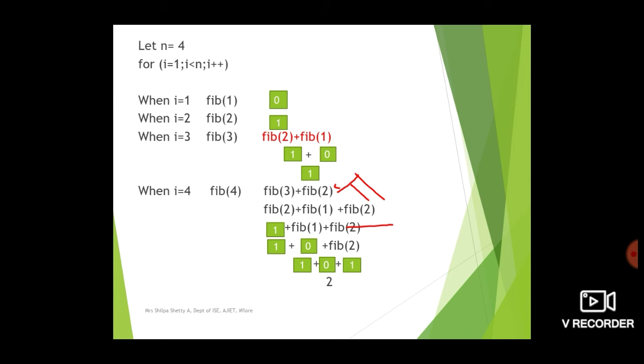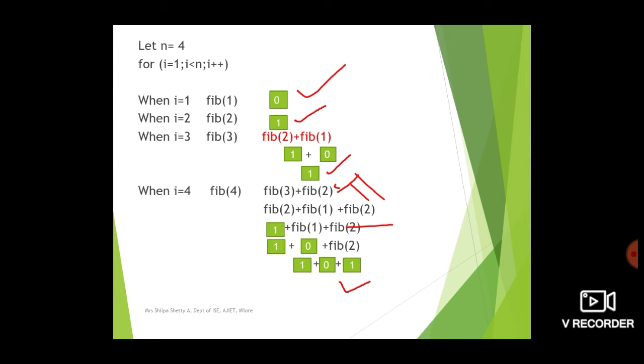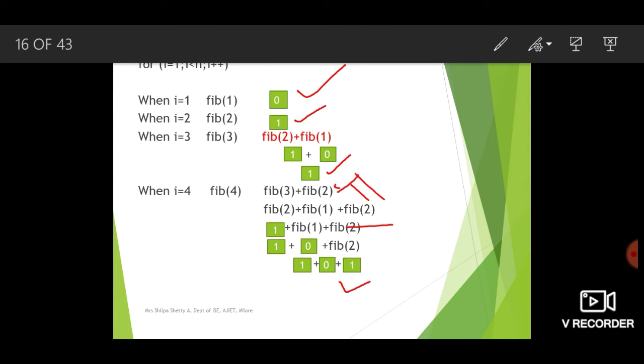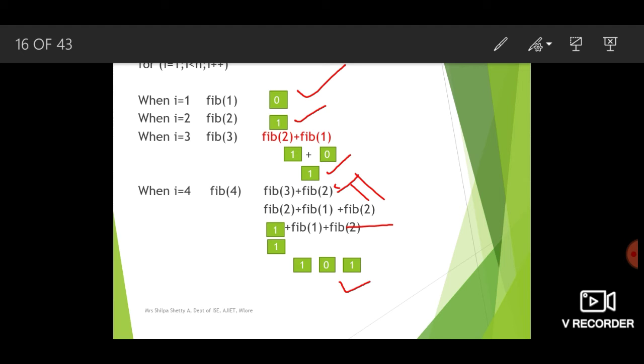So the output values printed here will be: for i equal to 1, 0; i equal to 2, 1; i equal to 3, 1; similarly i equal to 4, 2. So this is the output that we have seen in the previous slide. So this is the Fibonacci series program. It is very easy to write a program if you know the recursive relation.